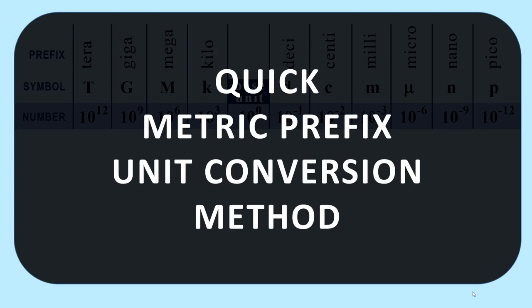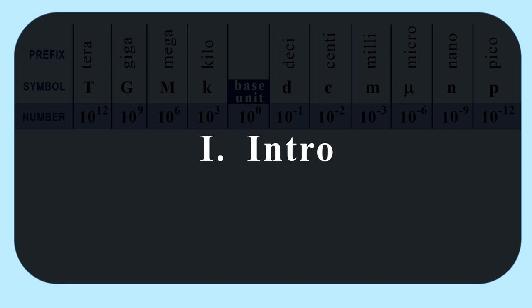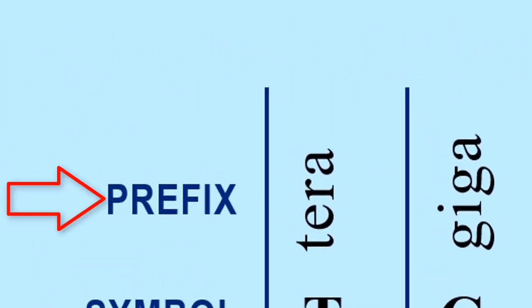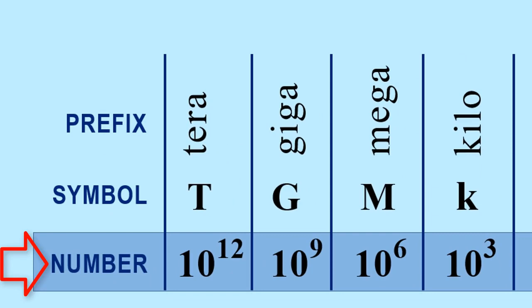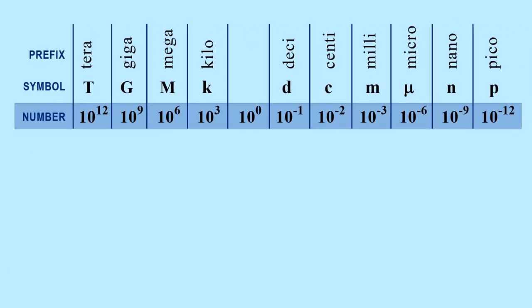Welcome to a quick and simple method for converting from one metric prefix to another, such as kilo to centi. First, a brief introduction to what metric prefixes are, and then onward to converting. We will work from a horizontal chart showing the name of each prefix, the symbol for each, and the exponent of 10 that the prefix represents. And note that this chart is available via the link in the description below.